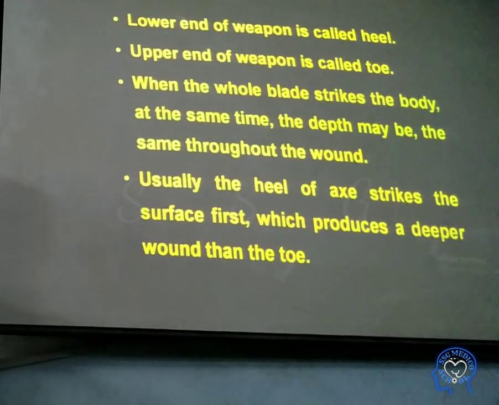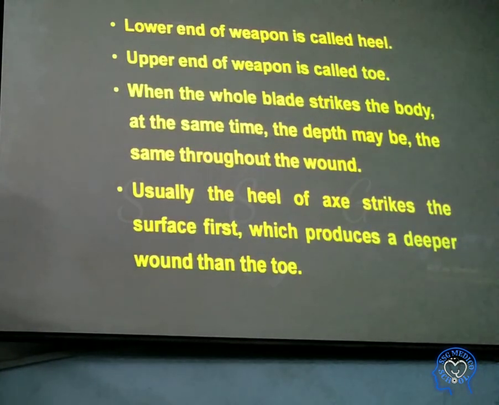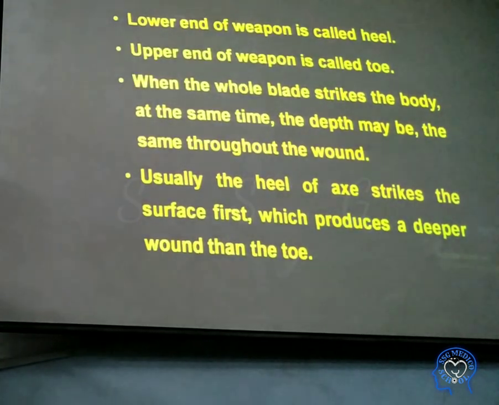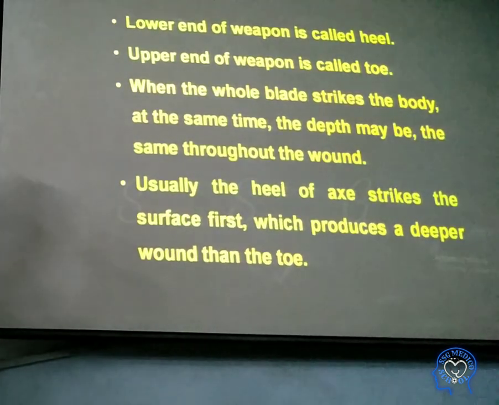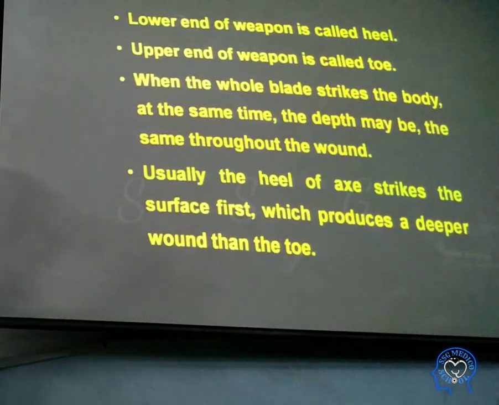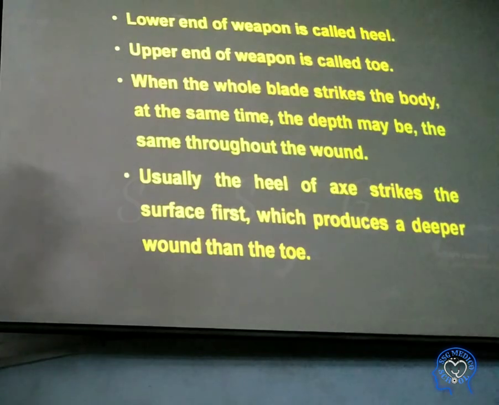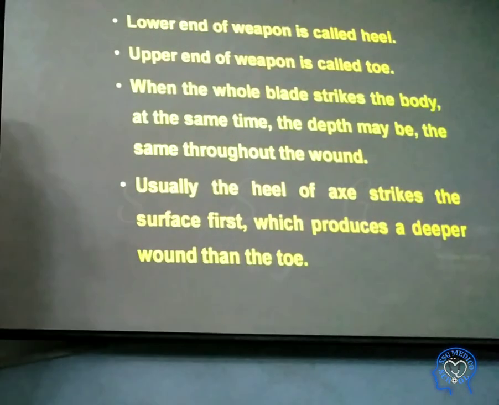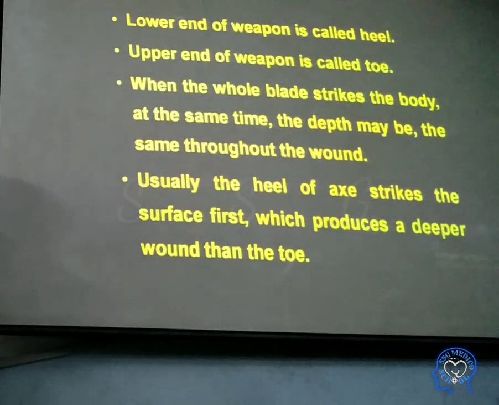There are two ends. The lower end is the heel, the upper end is called the toe. It indicates the direction. When the whole blade strikes the body at the same time, the depth may be the same throughout the wound. The heel strikes the surface first. The heel is the part that strikes the body first, where the axe is struck. The initial portion where the wound enters the body is the heel. That initial portion will go deepest, whereas the heel end produces a deeper wound than the toe. The toe is the last, terminal portion.